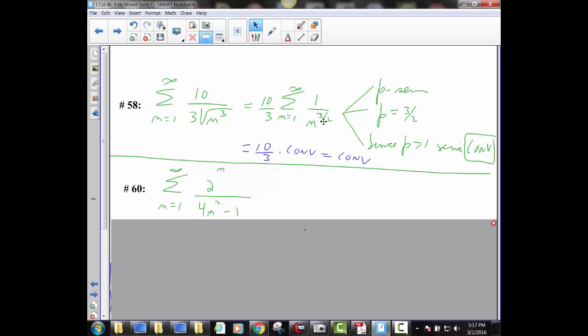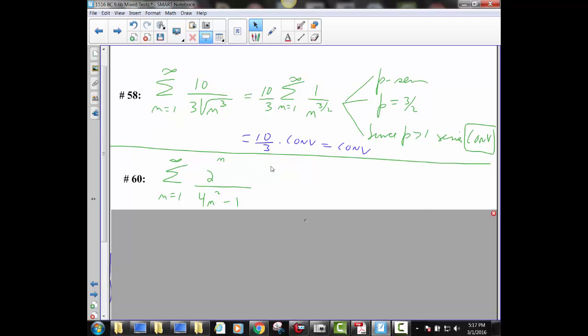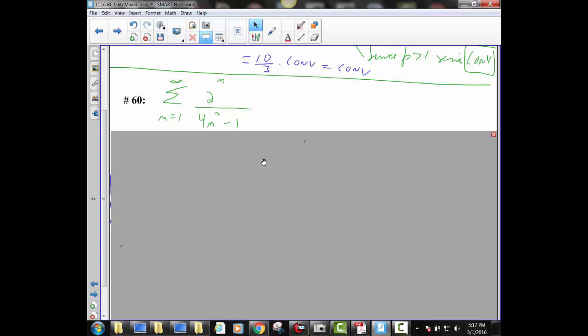Number 58, pull out the 10/3. Rewrite this as n to the 3/2. It's a p-series. The p is 3/2. Since p is bigger than 1, the series converges. So it's 10/3 times a convergent series, which is convergent.